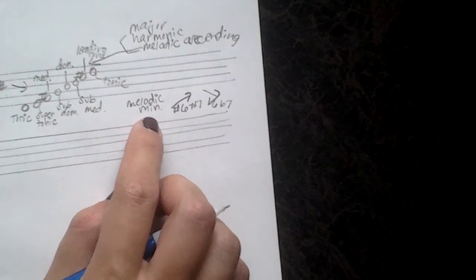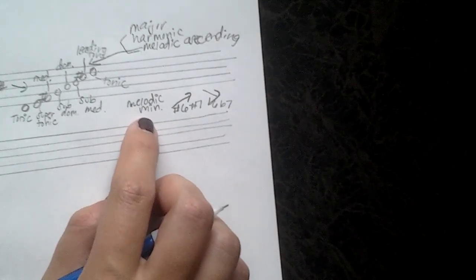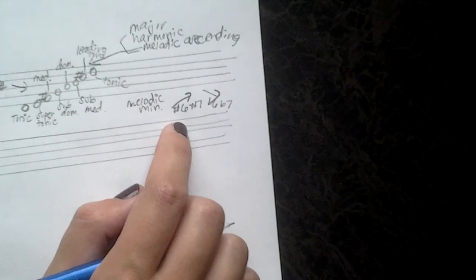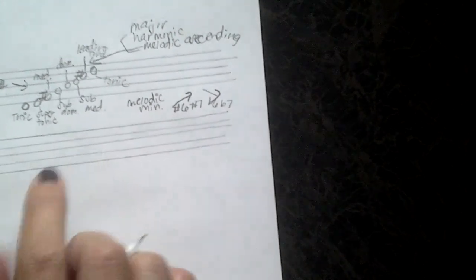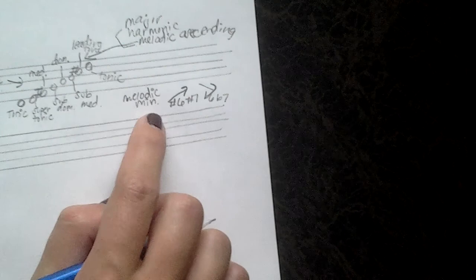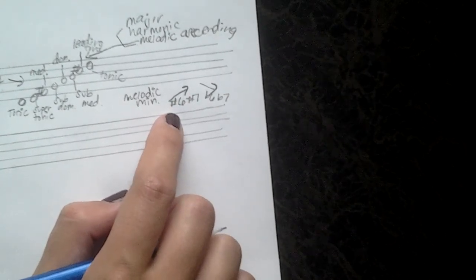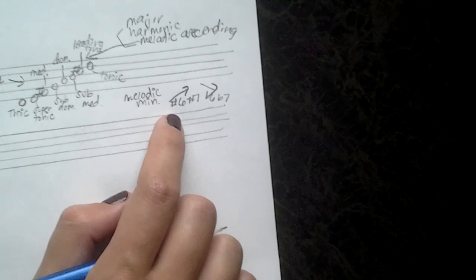So the only difference between this and major when it comes to ascending would be that lowered 3rd. Because when you have natural minor, you have a lowered 3rd. Then we go to melodic and we raise the 6th and 7th. So that's like it's going back to major, except that 3rd is still lowered.